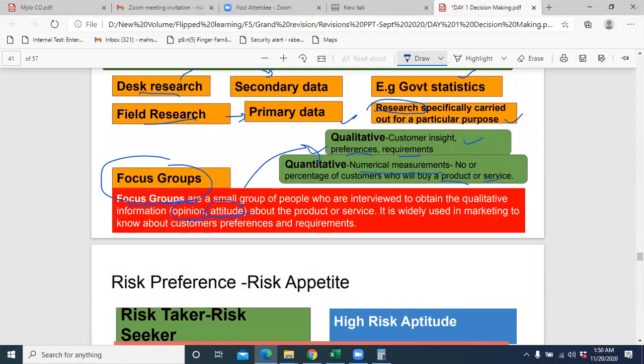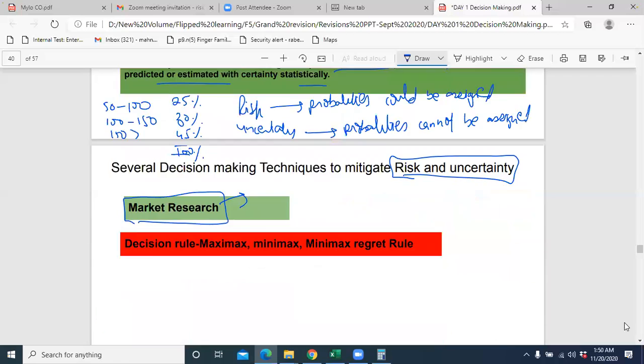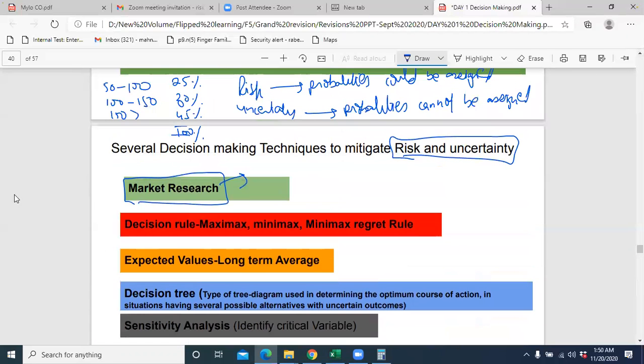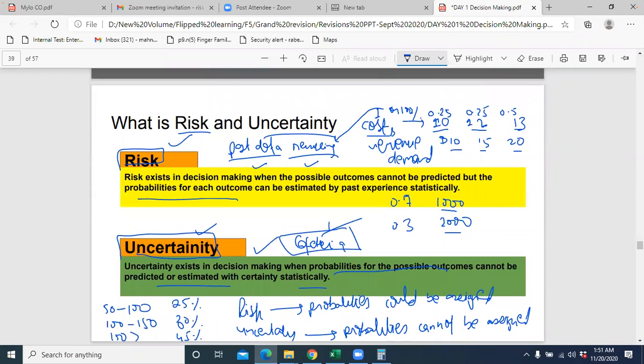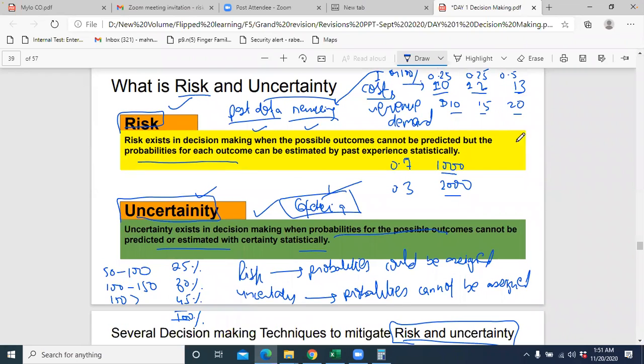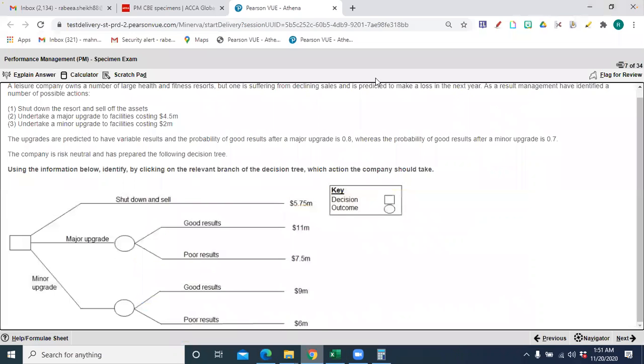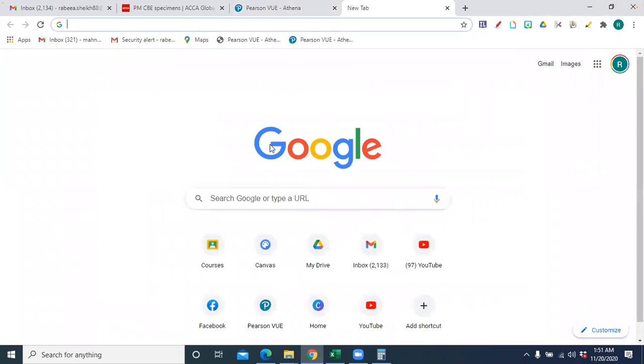Now, what are the techniques besides market research? There's another thing that is used for uncertainty, and that is basically the decision rule. Before starting with the decision rule, let's do the expected values. Expected values give you the long-term average. I told you here, if you have this data, now you know how to calculate the expected values. Let me take you to the board now.